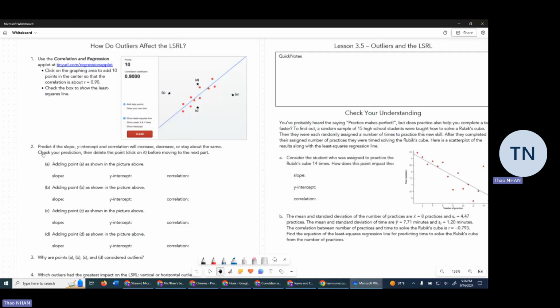So we have over here, we said predict if the slope, the y-intercept, and the correlation will increase, decrease, or stay about the same. Part A is saying you want to add point A. In this illustration, point A looks like it is a point lying below your line, roughly horizontal compared to all your points here, but below your line. If I were to add that point, what will happen to the slope, the y-intercept, and the correlation?